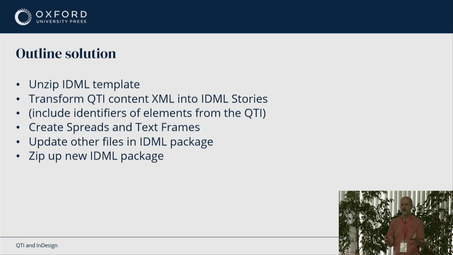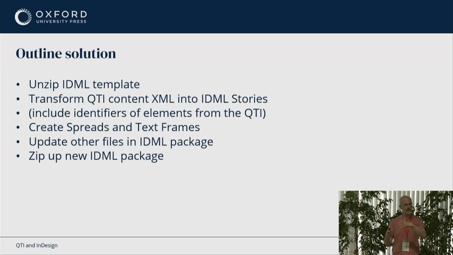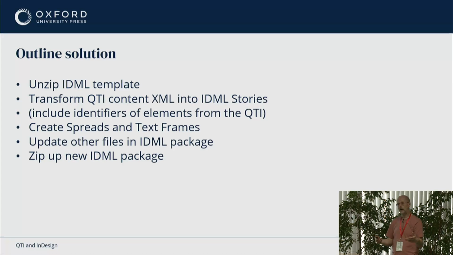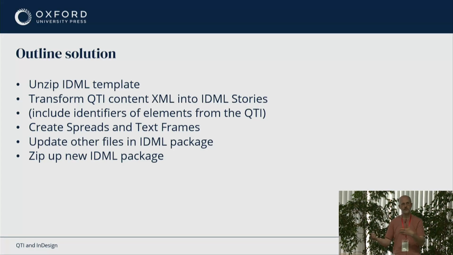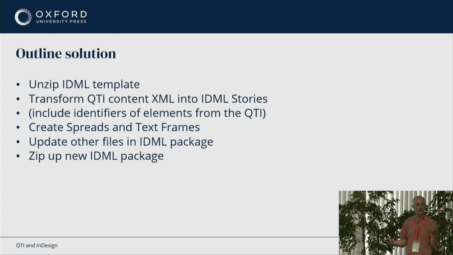And in broad outline, all we do is unzip this template, XSLT the QTI source into stories, starting with the backing story. We include that imprint of the source XML, which is very important. We create the spreads and the text frames. We clone the master spreads. There's a few other things we have to tinker with.